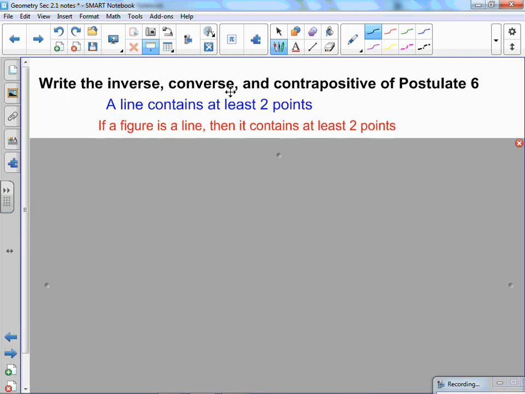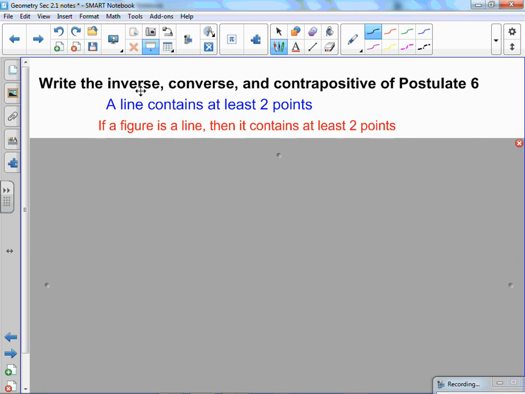All right, write the inverse, converse, and contrapositive of postulate 6. So a line contains at least 2 points. Before we can write it as an inverse, converse, and contrapositive, first we have to write it as an if-then statement. So once again, we have to add a little bit to it. So if a figure is a line, then it contains at least 2 points. We didn't just say if it's a line. We brought in the word figure. It's a shape, something like that.